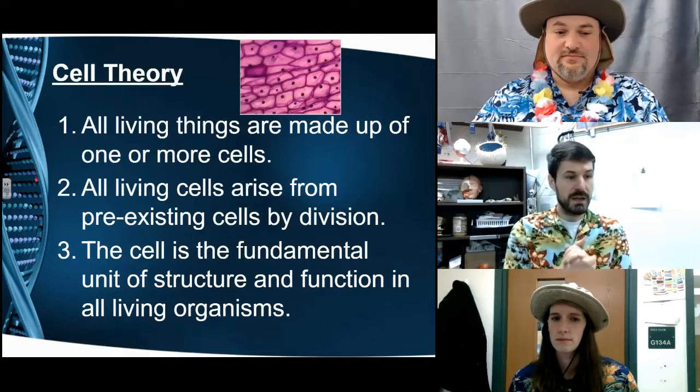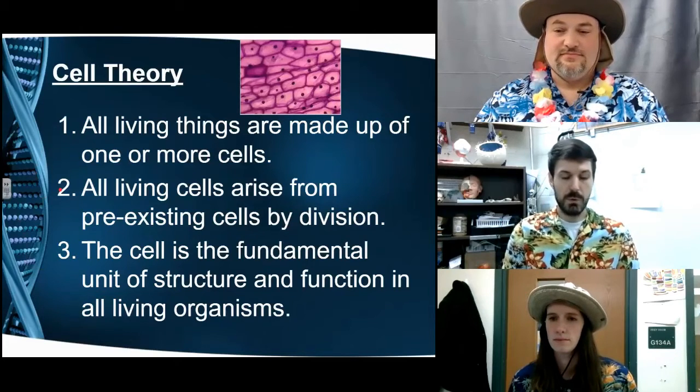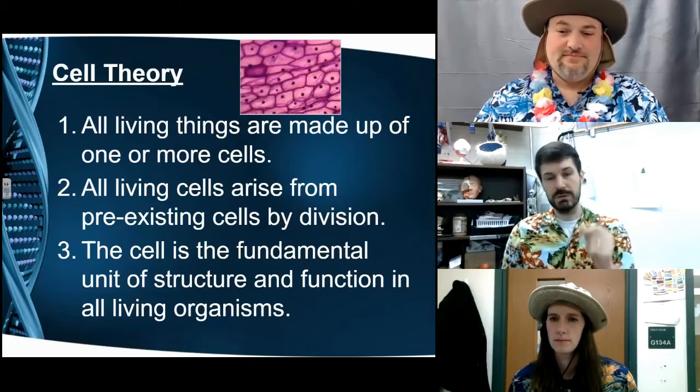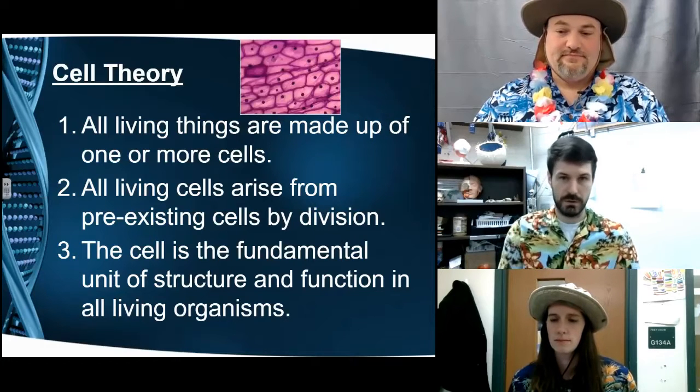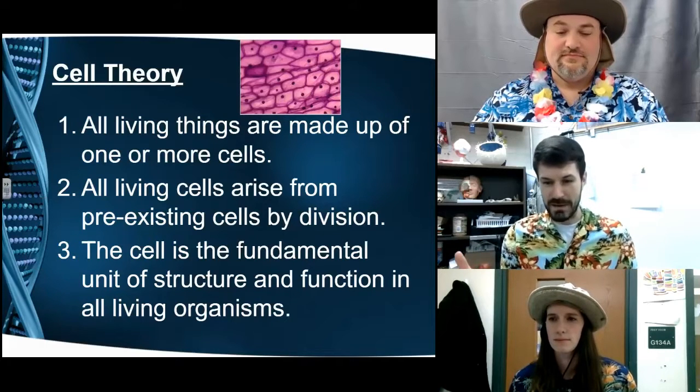The second part was that all living cells come from pre-existing cells by division. So where did your cells come from? Well, you started off as a single cell at one point in your life, and that cell divided into 2, into 4, into 8. My math is not working here.